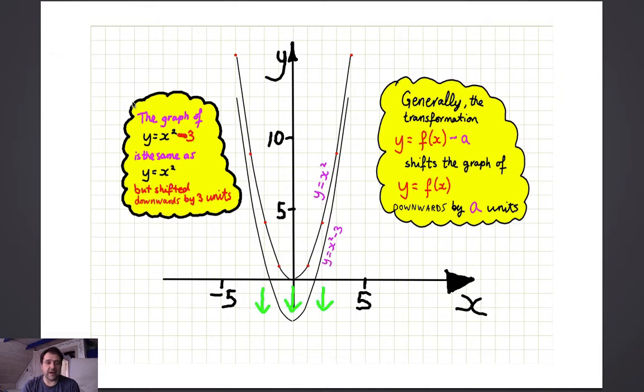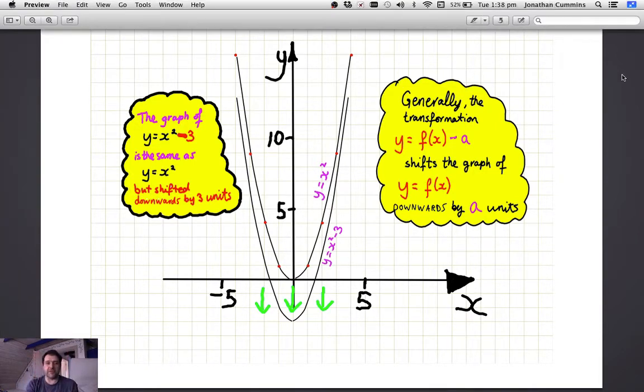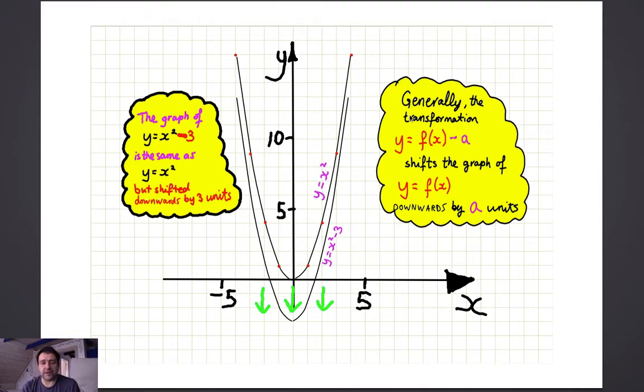And then we did x squared minus 3, and perhaps unsurprisingly now that shifts it down by 3 units. So generally speaking, if you've got y equals some function of x, then subtracting some number from it, so f of x minus a, shifts it downwards by a units. So in this specific example, if you start with y equals x squared, do the graph of that, and then work out y equals x squared minus 3, it shifts the graph down by 3 units.